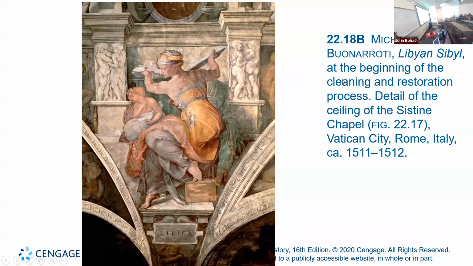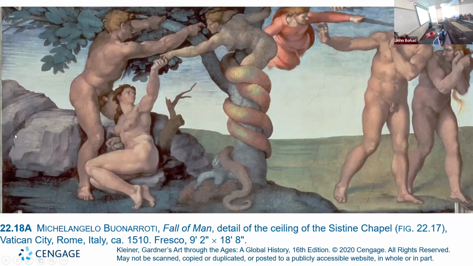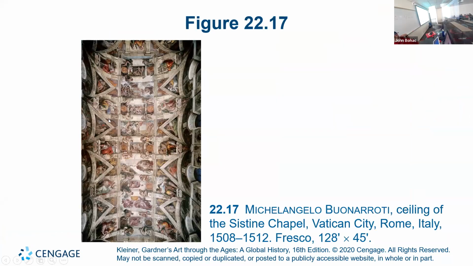Libyan Sibyl. These are on the sides of the Sistine Chapel ceiling. And you can see, as I told you before about Raphael and Leonardo too, they had to paint within the confines of the shapes, spaces and size of the walls. And you can see this vaulting here. That's an architectural thing. Let me find Libyan Sibyl. I think that's her right here. Anyway.